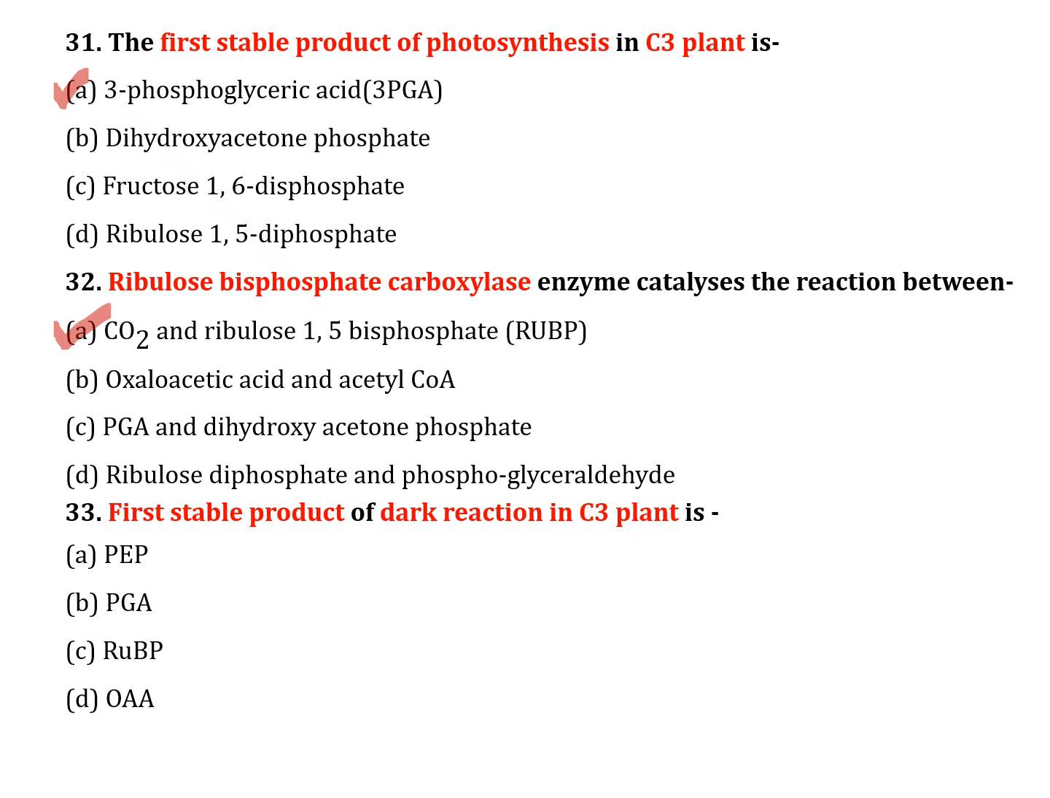The next question, number 33. First stable product of dark reaction in C3 plant is option A, PP. Option B, PGA. Option C, RuBP. Option D, oxaloacetic acid. The correct answer is option B, PGA.